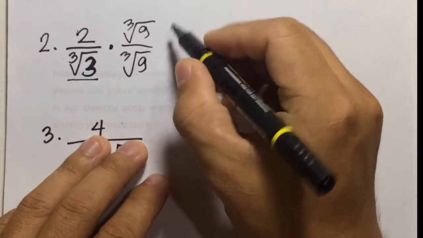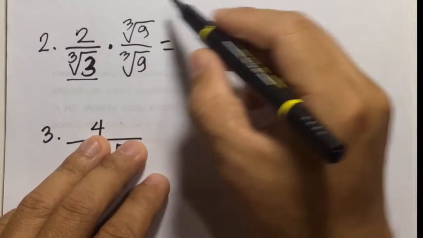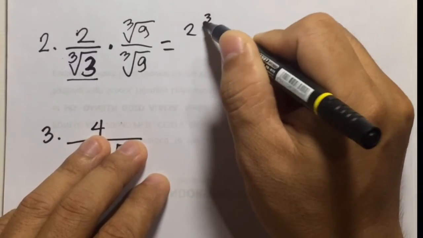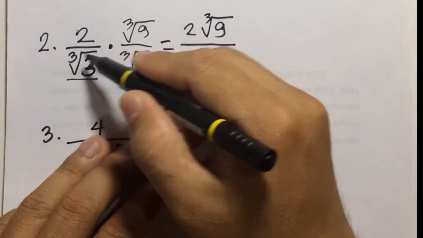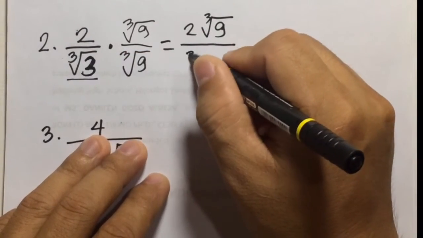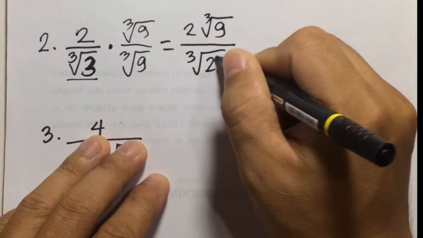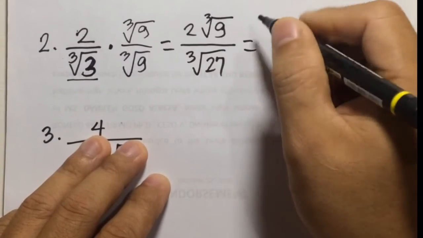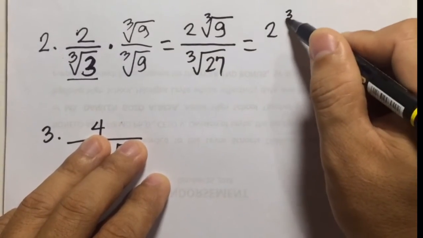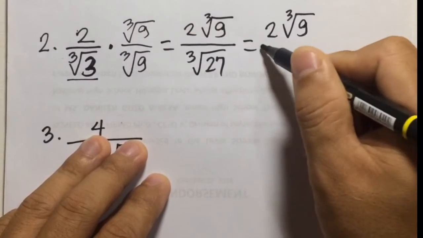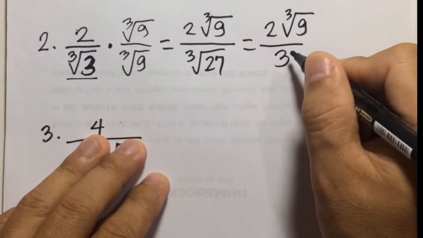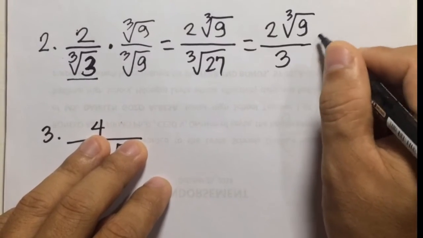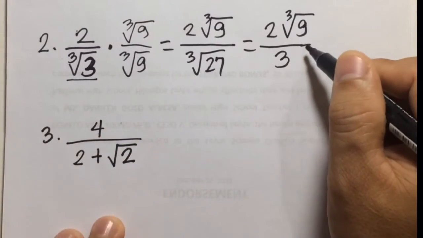So this is equal to 2 times the cube root of 9 divided by the cube root of 3 times the cube root of 9, which is the cube root of 27. The numerator is 2 times the cube root of 9, and the cube root of 27 is 3. So your answer here will be 2 times the cube root of 9 divided by 3.